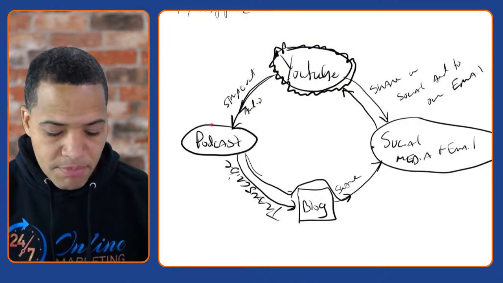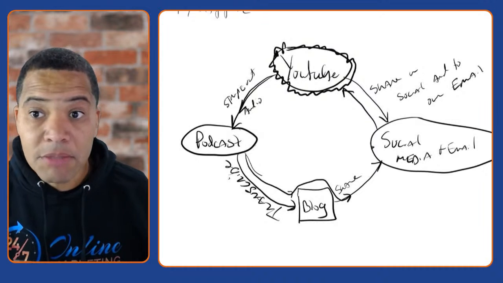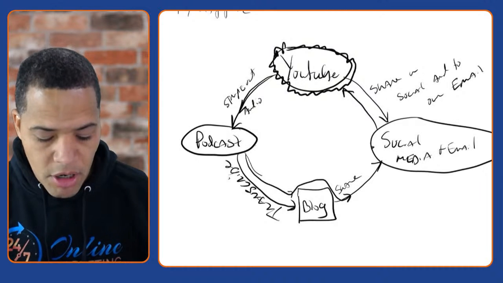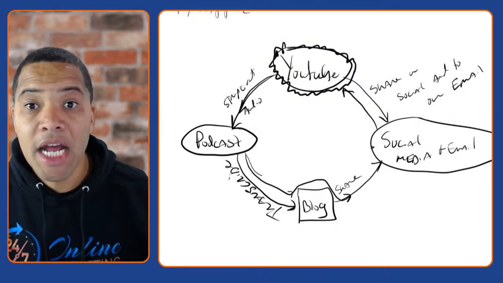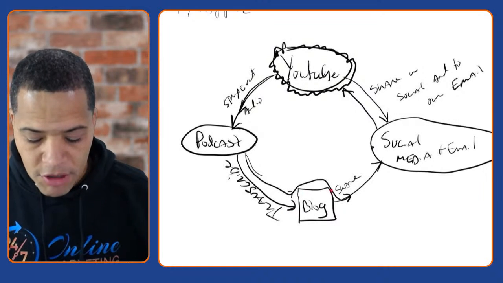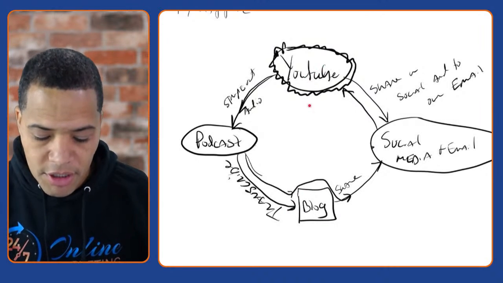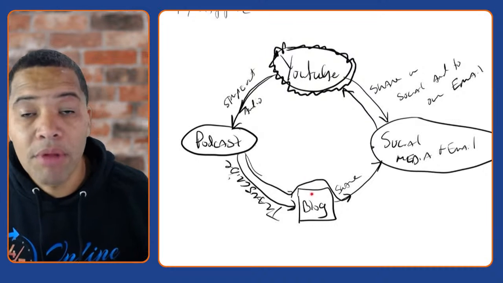So now you have this podcast. Then you take the audio version and get it transcribed. You transcribe your content, edit it, and then create a blog from it. You also take the YouTube video and put it on your blog as well.